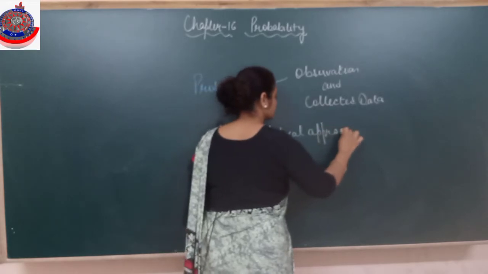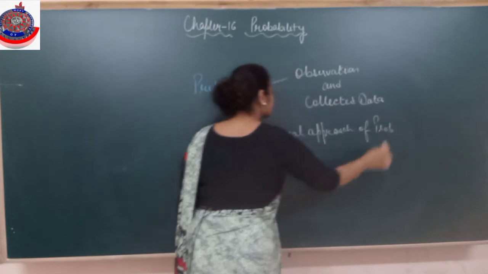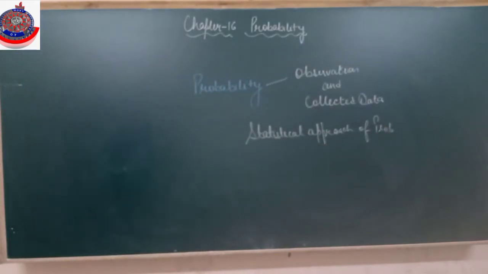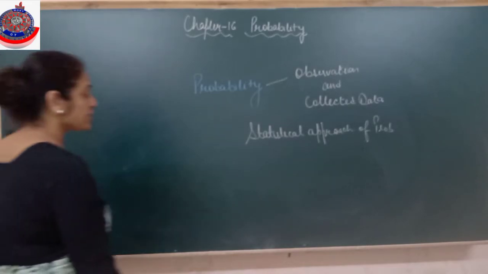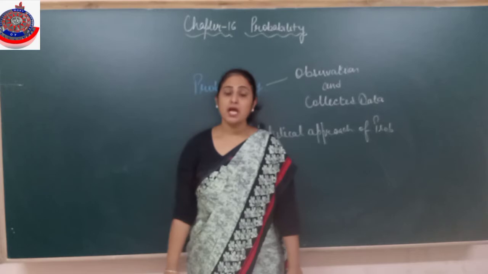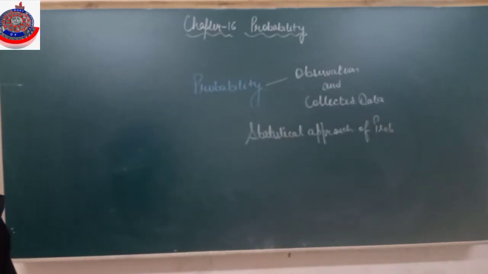Again this depends upon the collection of data. Is it clear? It depends upon the collection of data. So again it has limitations. Now we are going to study in class 11th a new approach to probability.